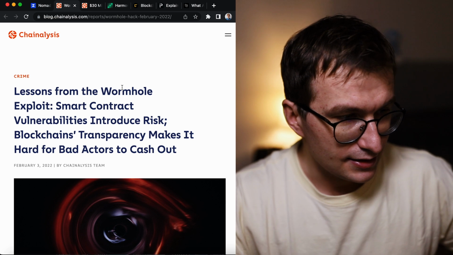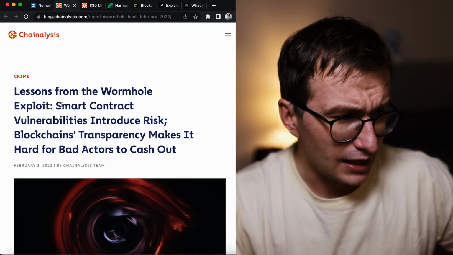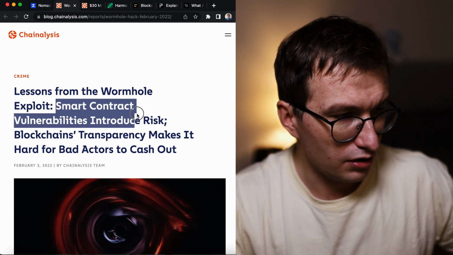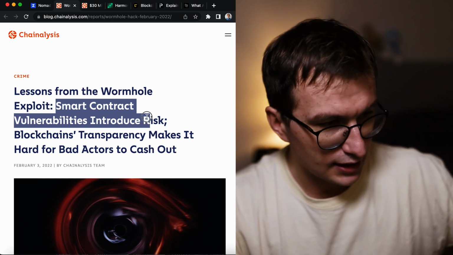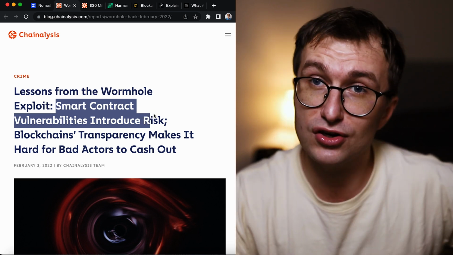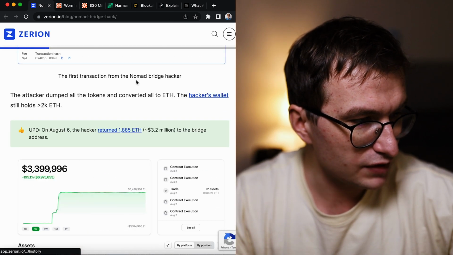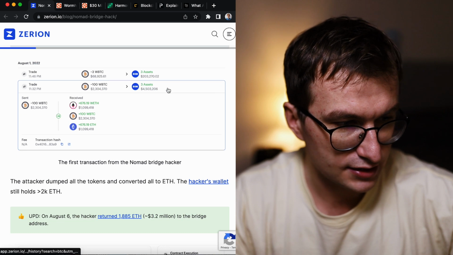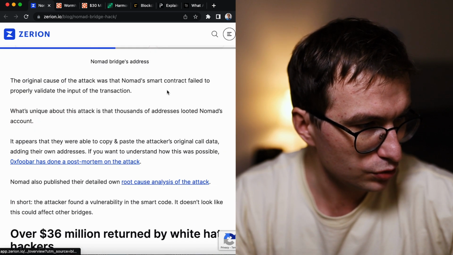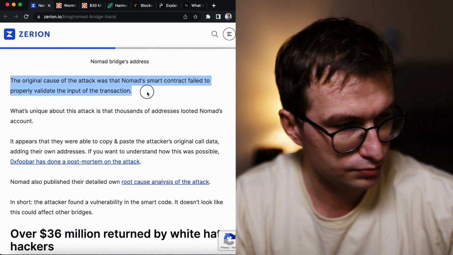So in the case of Wormhole, as you can see, this was a smart contract vulnerability. Sorry, I cannot really pronounce it well. And this cost close to $400 million. And the same happened with the Nomad bridge. I believe someone found the issue with the Nomad bridge. So you have the example.